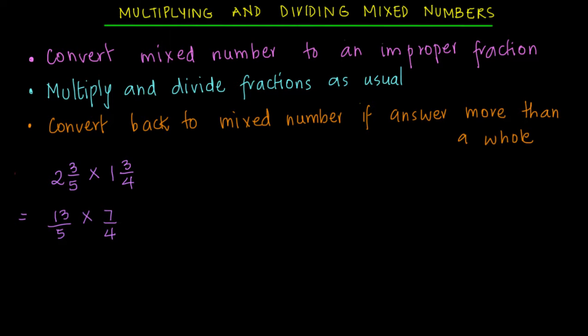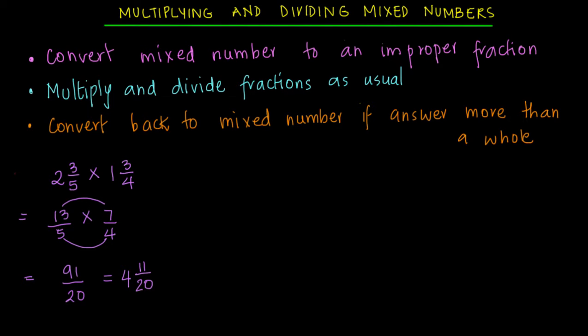Now that you have converted them into improper fractions, you multiply as usual. So you multiply 13 times 7, and that gives you 91, and 5 times 4, that gives you 20. And since 91 over 20 is more than a whole, you convert this back to a mixed number. So 91 over 20, or 91 twentieths, as a mixed number would be 4 wholes, and the remainder is 11. So 4 wholes and 11 twentieths.